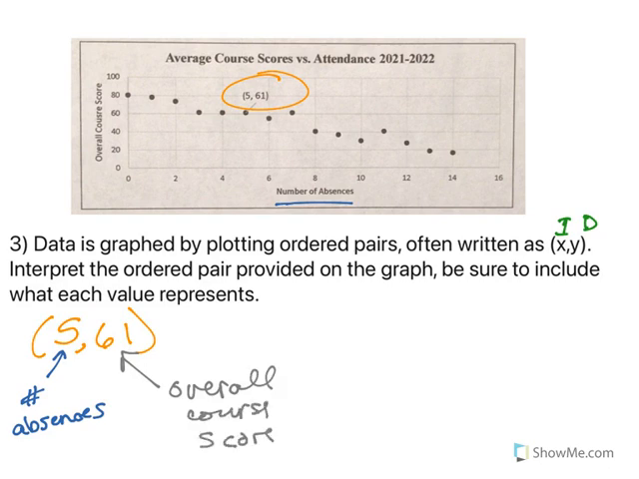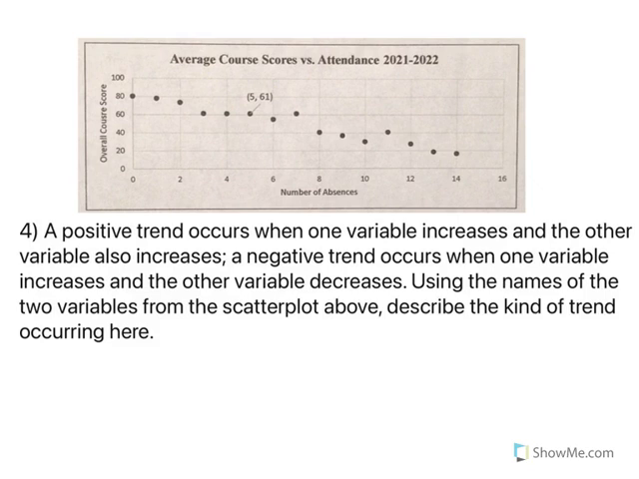This ordered pair together tells us for this particular student, they missed 5 classes and overall got a 61 in the course. That's what this ordered pair represents. A positive trend occurs when one variable increases and the other variable also increases. So when the 2 variables do the same thing, whether they both increase or both decrease, as long as they are the same, you have a positive trend. A negative trend occurs when one variable increases and the other variable decreases.